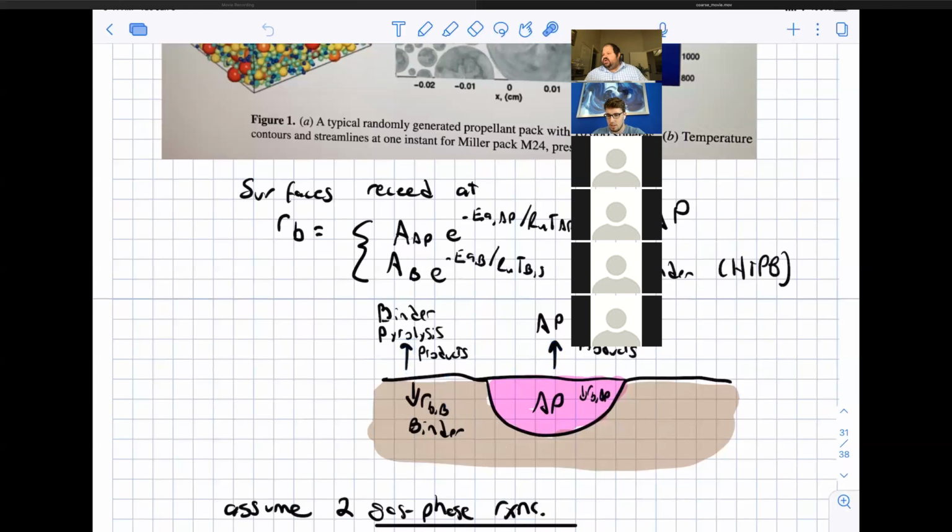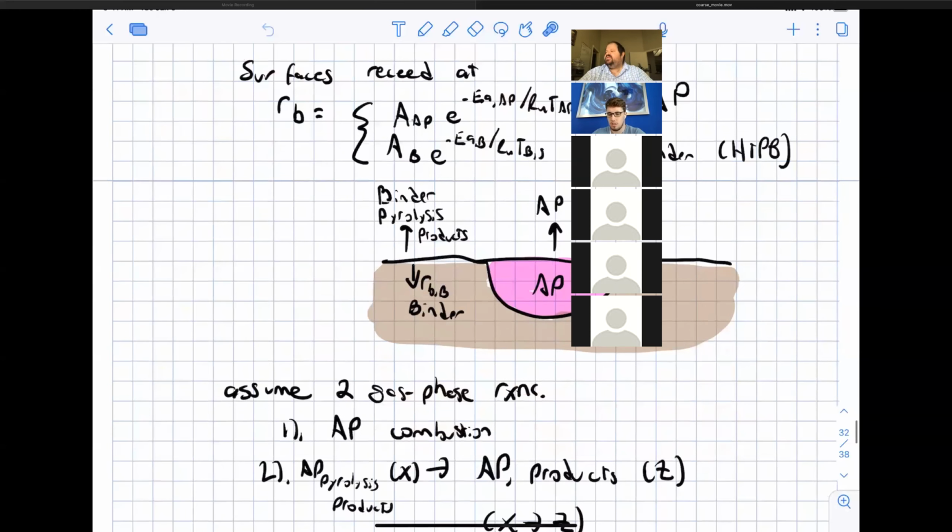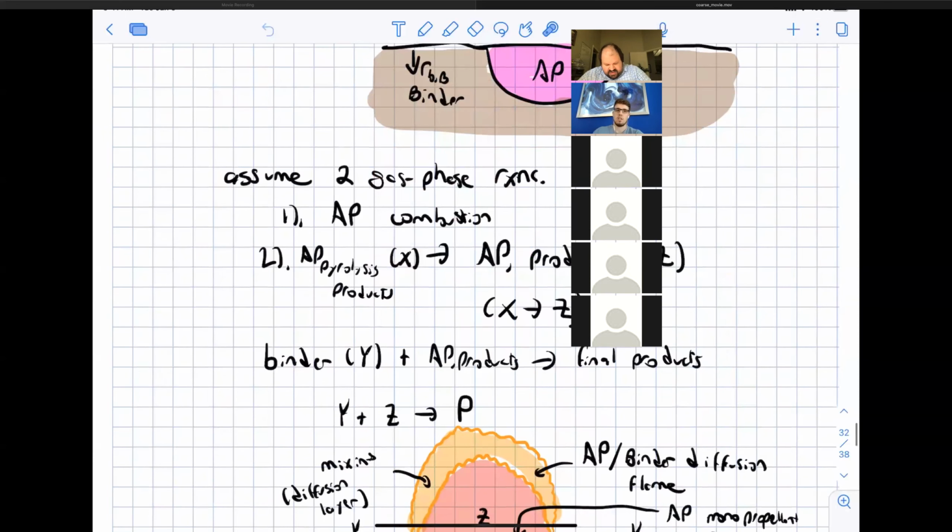And ammonium perchlorate is a monopropellant. And if the chemical kinetics for that were well known, you could model that in the same way that you do for any other homogeneous propellant. But unfortunately, at least to my knowledge, the chemical kinetics for ammonium perchlorate are not super well known. So what Tom did to get around this is he assumes two global gas phase reactions. So the first reaction is AP combustion.